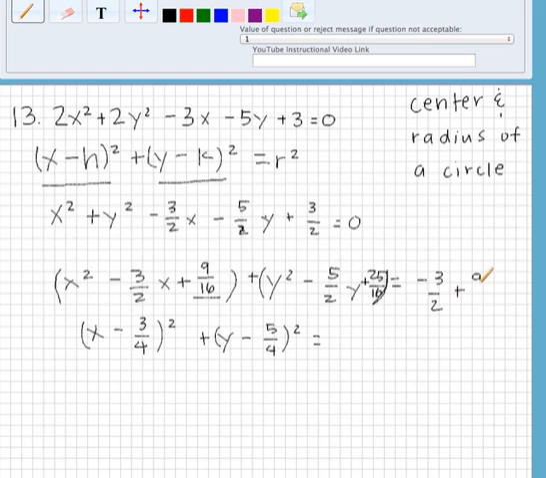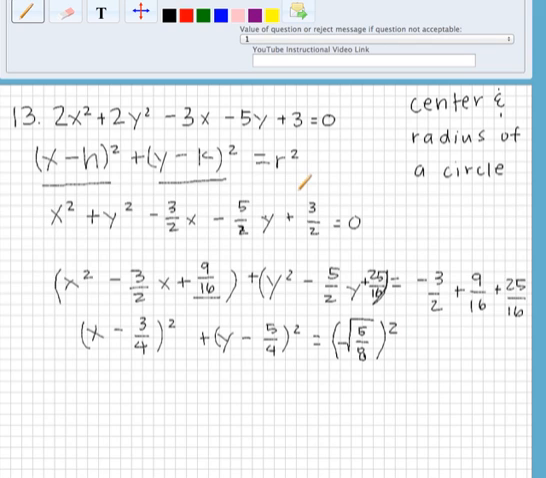So we're going to add these on this side, 9 over 16, and plus 25 over 16. When you simplify this out, you actually get 5 over 8. But since you want it squared, you're going to just put a radical over all of that, and then square the whole thing. So it looks just like that, r squared.